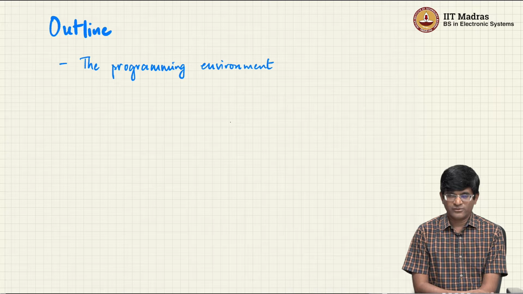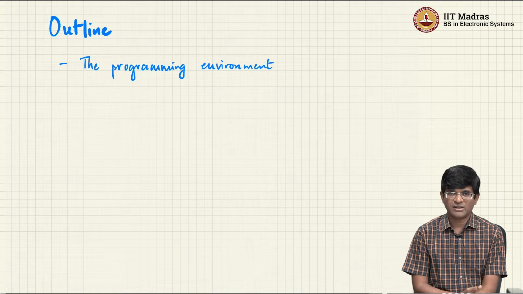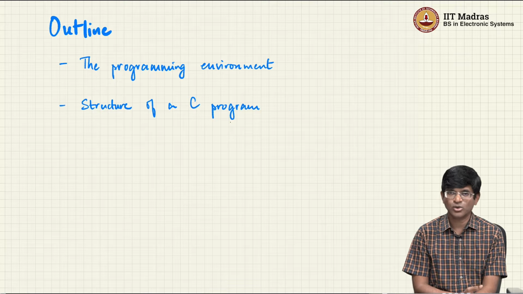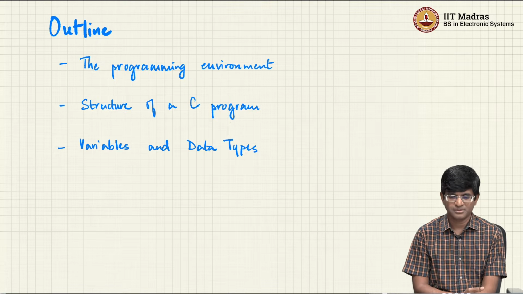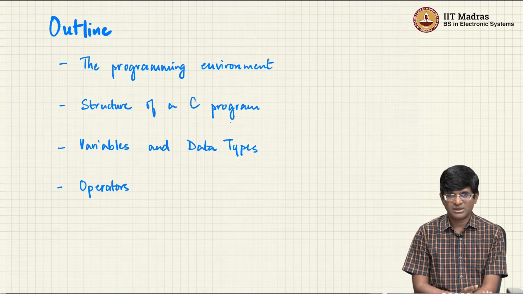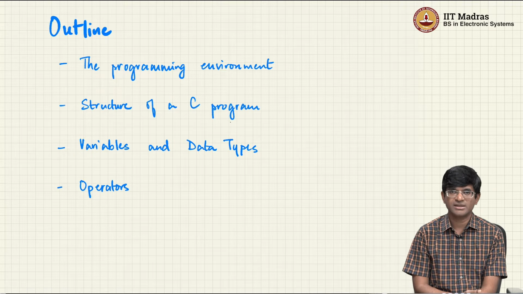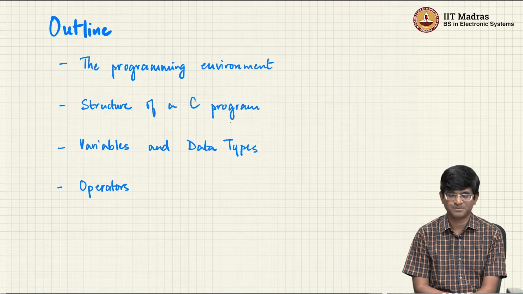So, the outline of this set of videos is going to be like this. First, I will be talking about the programming environment. I will then go a little deeper into the structure of a C program, then go a little deeper into a specific topic, which is the concept of variables. Why do we need variables and how do they relate to data types? And the other topic that we will be looking at in this set of lectures is related to the concept of operators, right? What are operators? Where do they fit in to the concept of a C program and how do we use them?